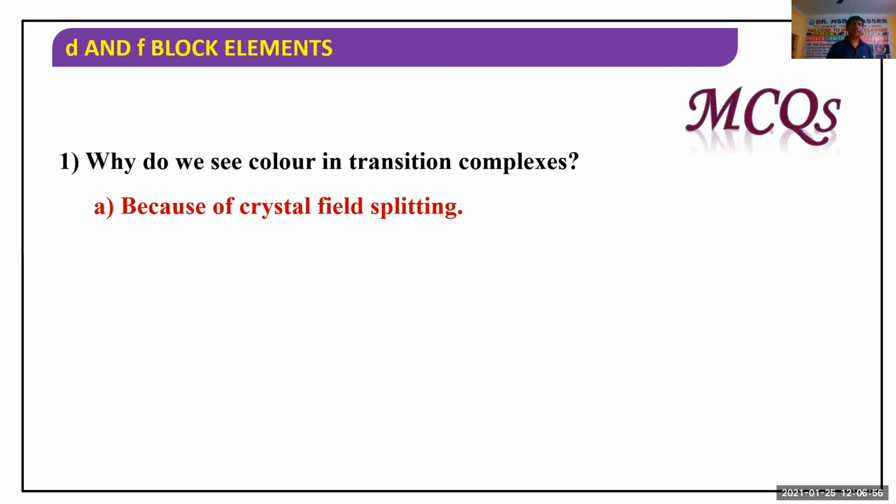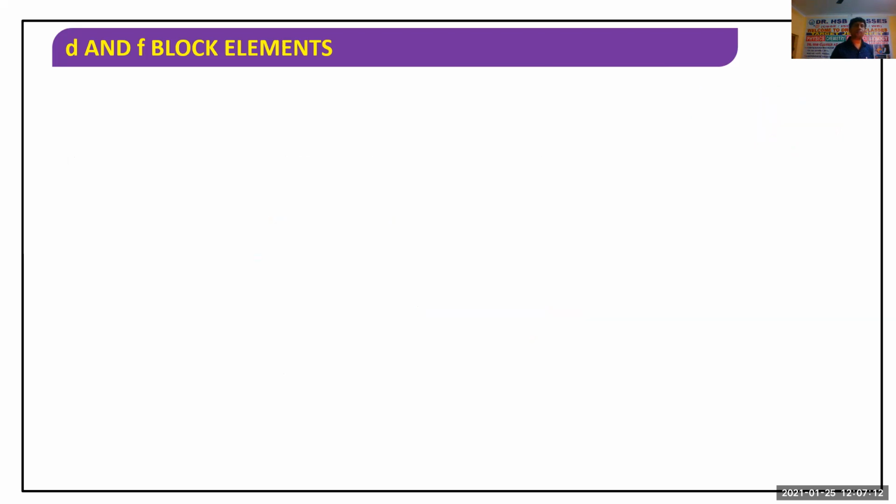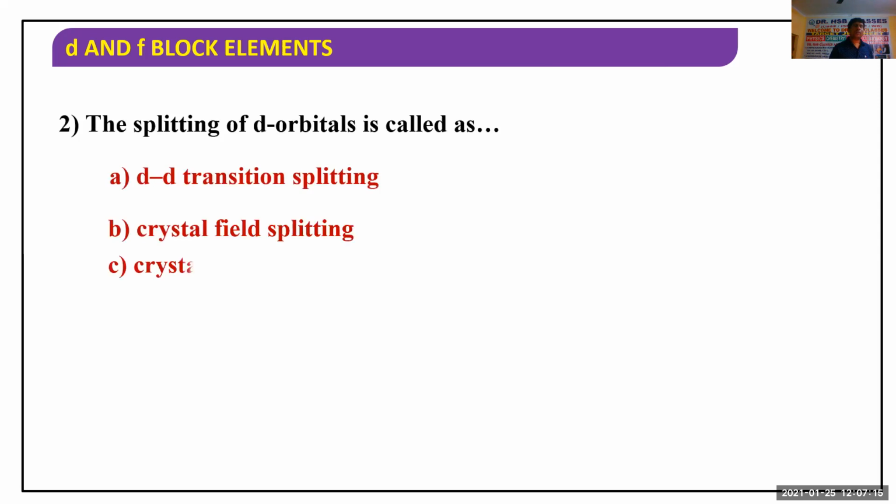Why do we see color in transition complexes? Because of the crystal field splitting, because of d-d transition. So all of this is because of electron emitting energy from higher energy level in the visible region of the electromagnetic spectrum. The splitting of d orbitals is called d-d splitting or crystal field splitting. That's crystal field splitting.